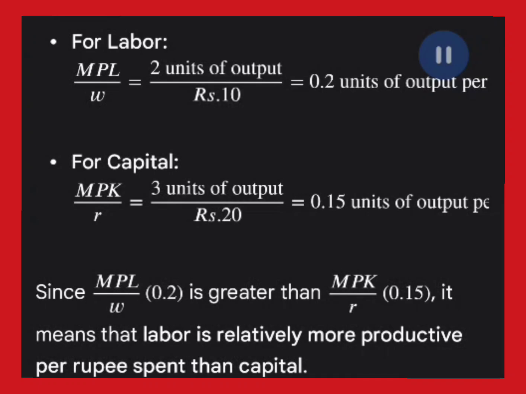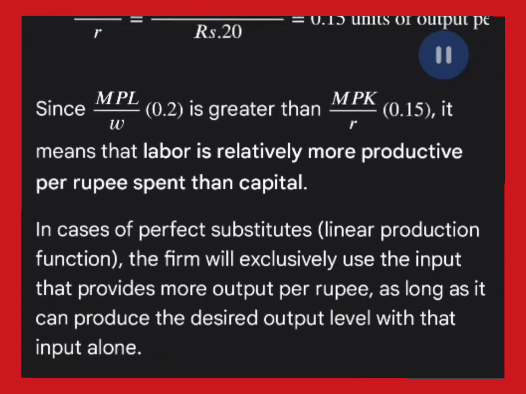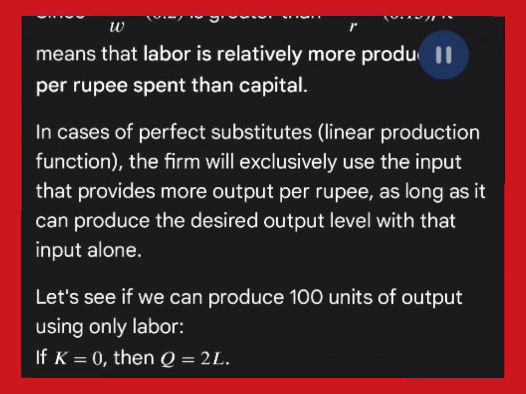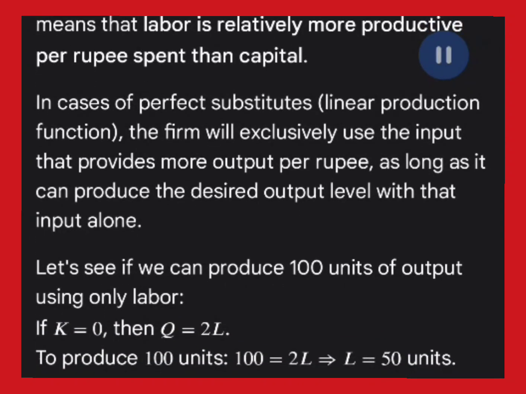Since MPL/W, 0.2, is greater than MPK/R, 0.15, it means that labor is relatively more productive per rupee spent than capital. In cases of perfect substitutes, with a linear production function, the firm will exclusively use the input that provides more output per rupee, as long as it can produce the desired output level with that input alone.